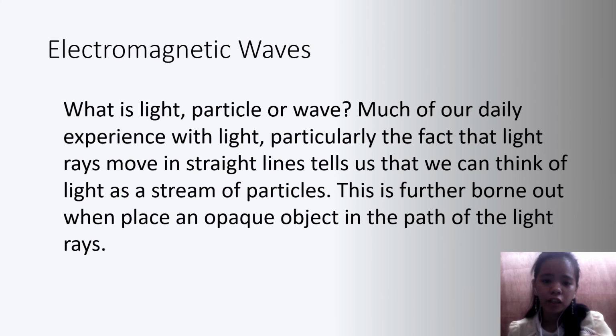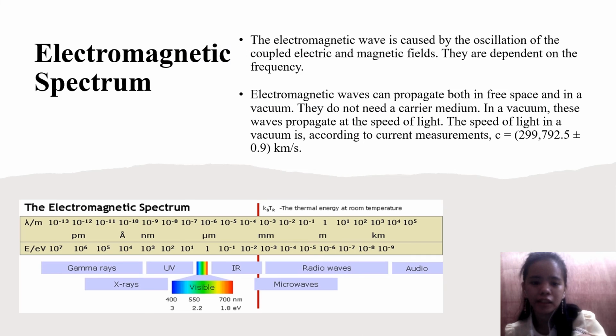So next is electromagnetic waves. So what is light? Particle or wave? Much of our daily experience with light, particularly the fact that light waves move in straight lines, tells us that we can think of light as a stream of particles. This is further borne out when placing an opaque object in the path of the light rays.